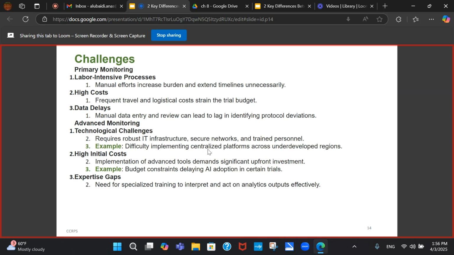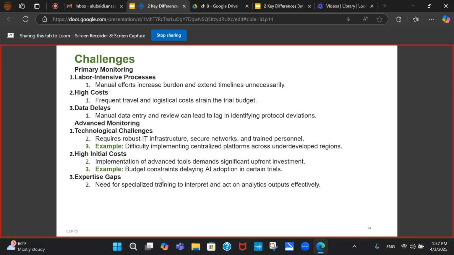High initial costs. Implementation of advanced tools demands significant upfront investment. So although the advanced monitoring is cost efficient, initially, in the beginning, implementing it needs an investment, a high cost, when implementing the advanced tool. Example, budget constraints delaying AI, artificial intelligence, adaptation in certain trials.